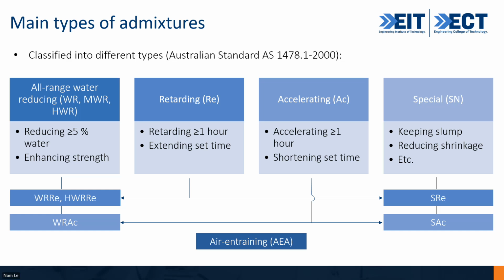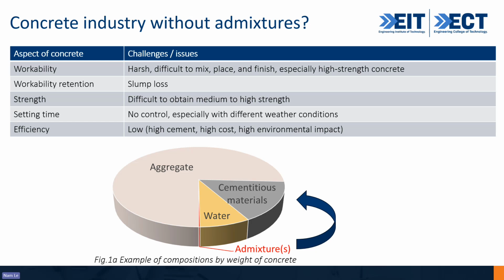And imagine what would happen to the modern concrete industry if we didn't have any admixtures, right? Just some examples here for us to think about. The first aspect is the workability.